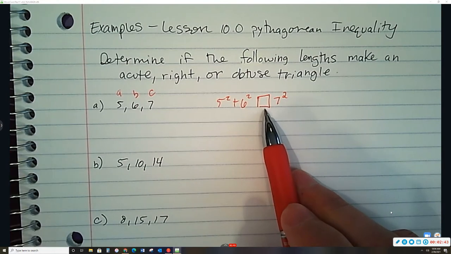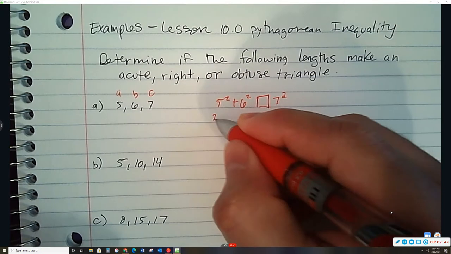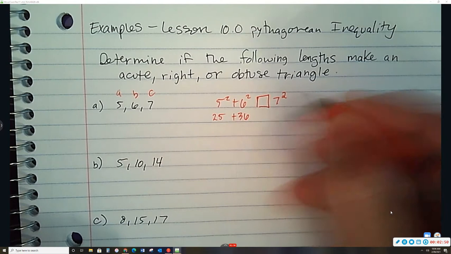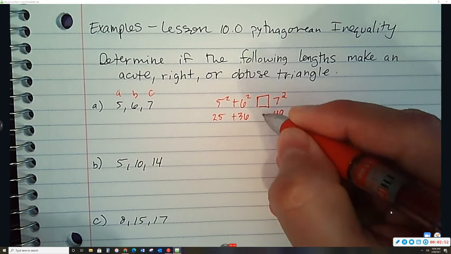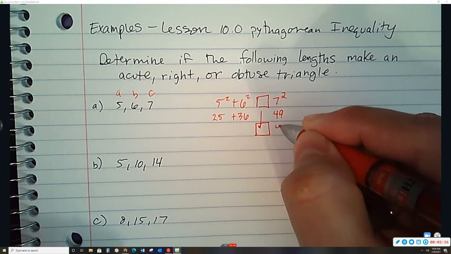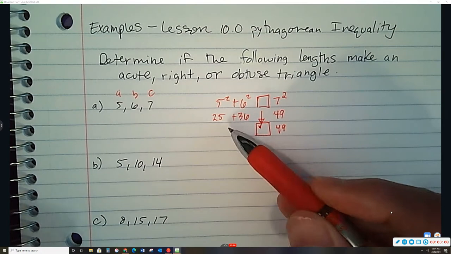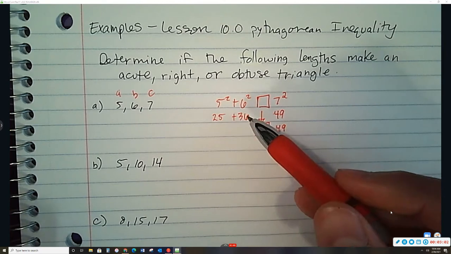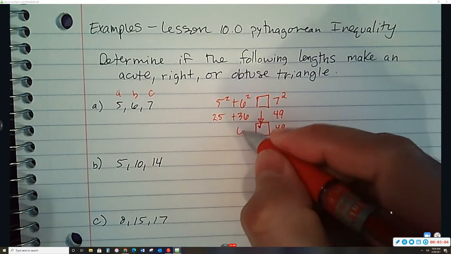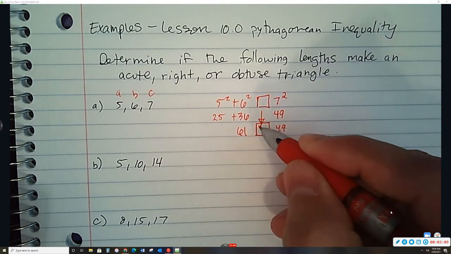Then I'm going to simplify everything. That's 25. That's 36. This is 49. I'm just going to keep bringing this down. That's 49. And then add 25 plus 36, and you get 61. Well, I know 61 is bigger than 49, so it looks like this.